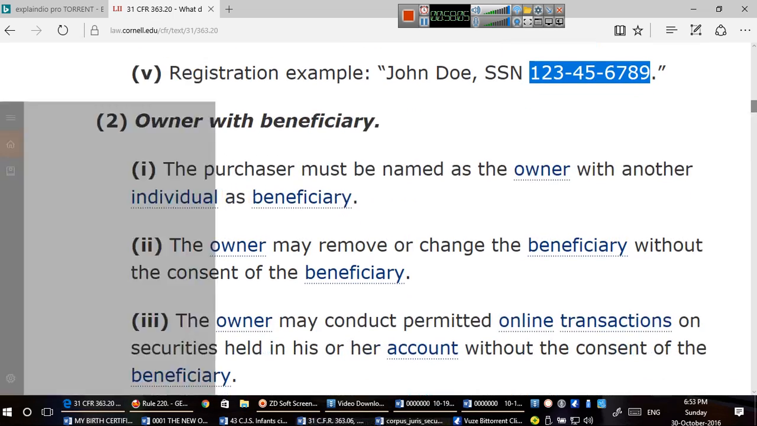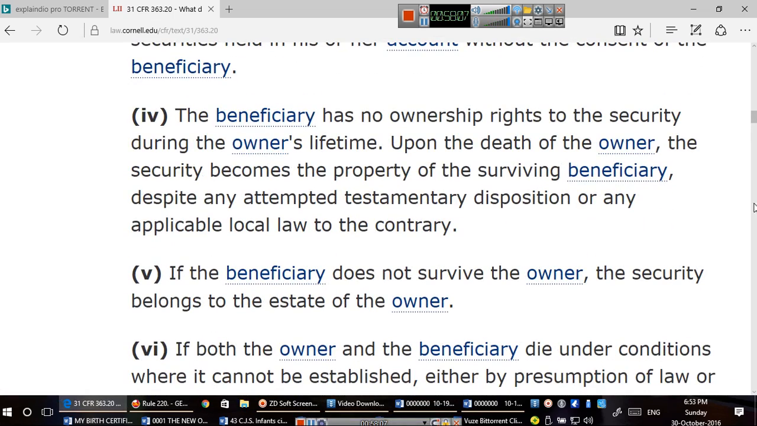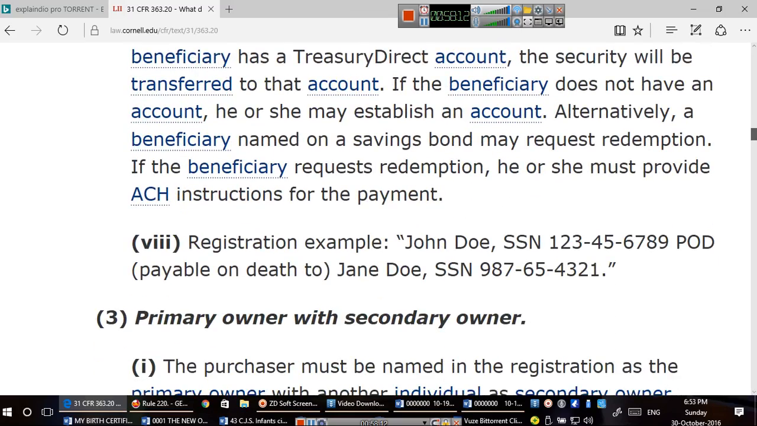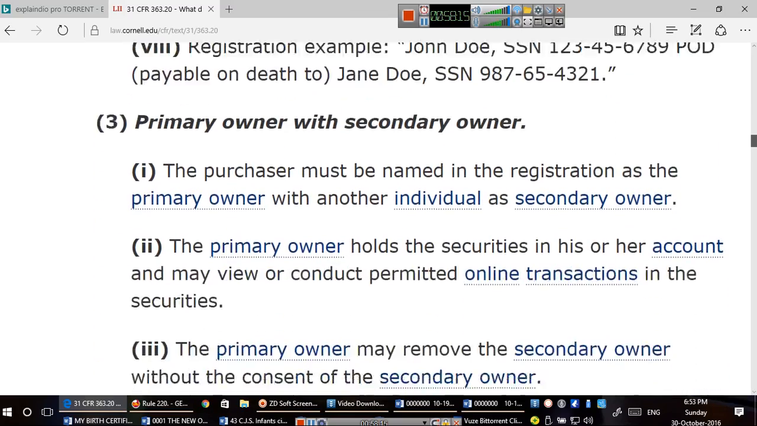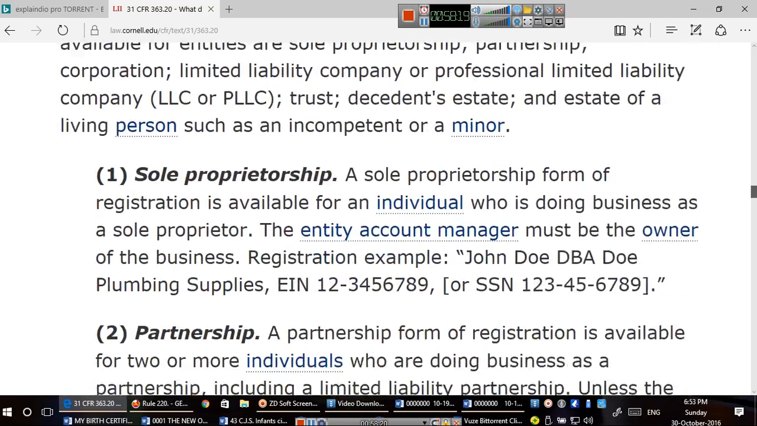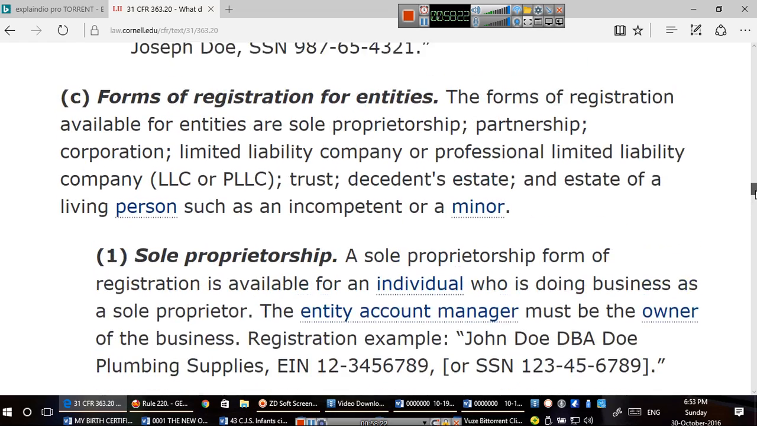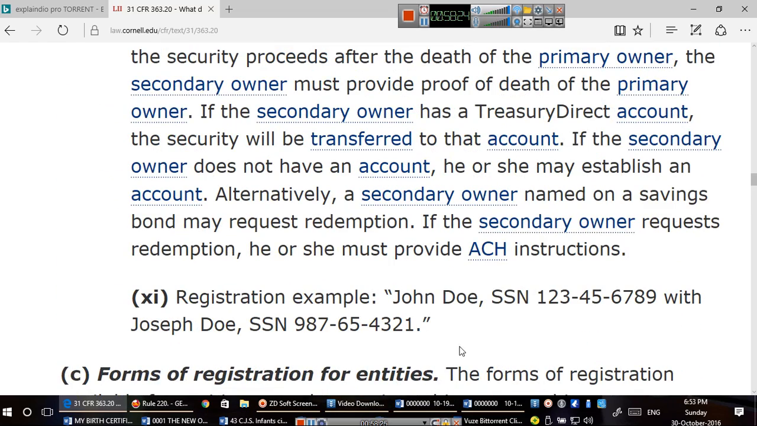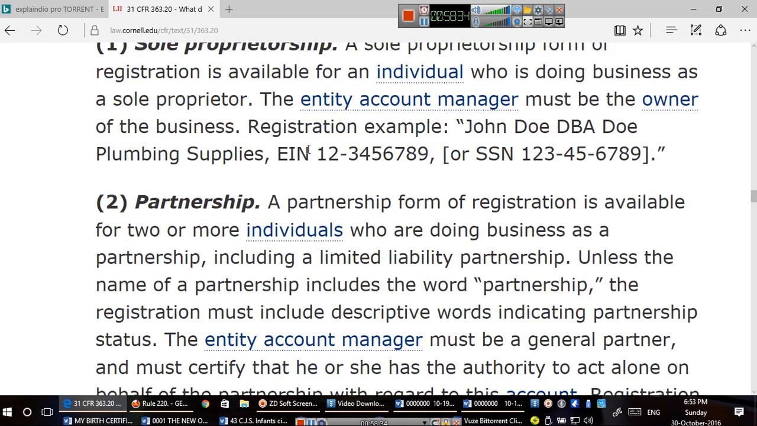And this is registration for Treasury Direct. Okay. I don't know who this is, but we're going to find out in a minute. Now you see social security numbers again, right? Hold on. I want to let y'all see. Still social security numbers. Uh-oh. Social security numbers, John Doe, Joseph Doe, social security numbers. Registration. Alright, let's go down just a little bit so y'all can see. You see that right there? Registration, John Doe, doing business as Doe Plumbing Supplies.